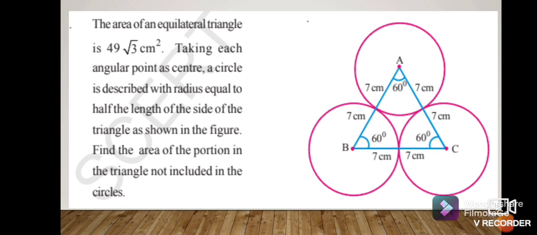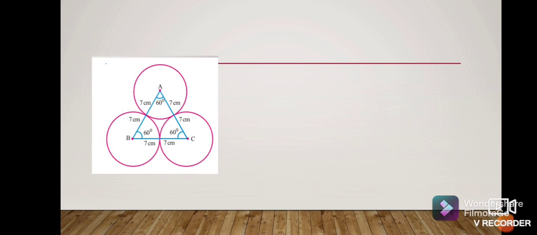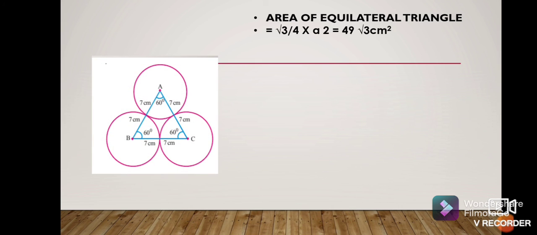Okay, now here first of all we have to find the side of the equilateral triangle. Okay, why? Because they have given only the area of the triangle. So let us see step by step. Now the area of the equilateral triangle is given as 49 root 3. We know the formula: root 3 by 4 into a square, children. That is not a2, root 3 by 4 into a square. Okay, that a is nothing but the side of the equilateral triangle. So root 3 by 4 into a square is equal to 49 root 3.